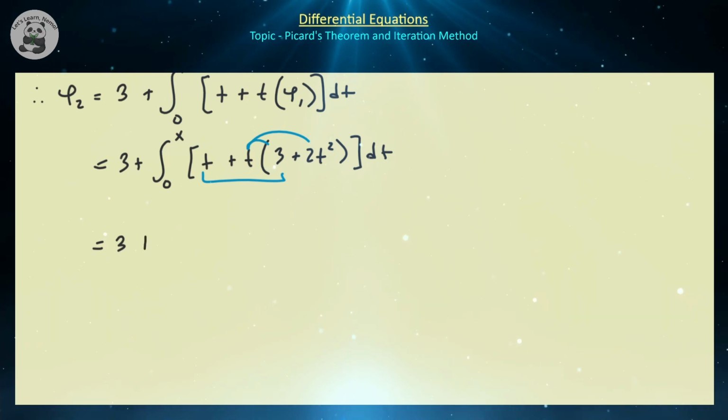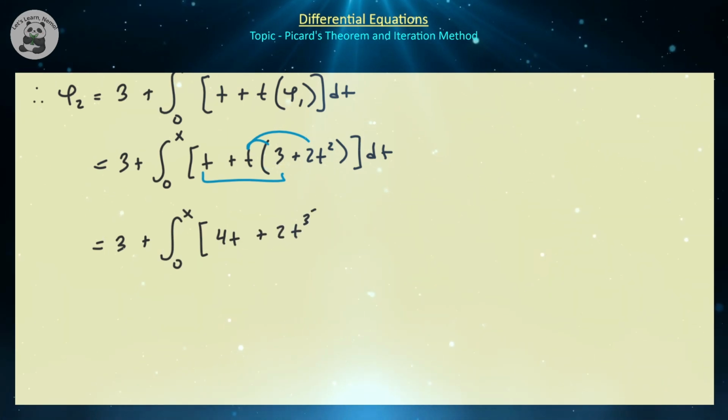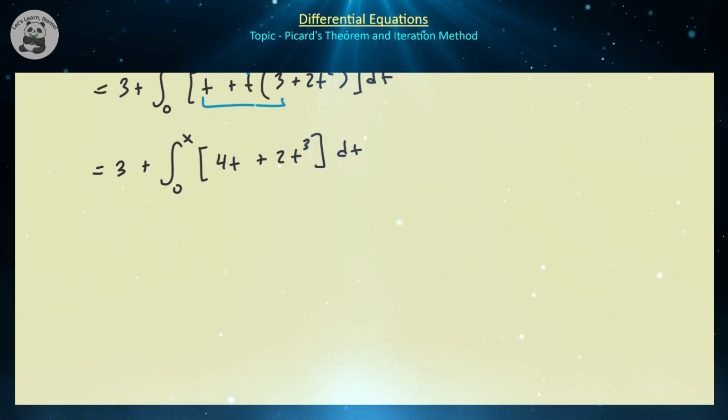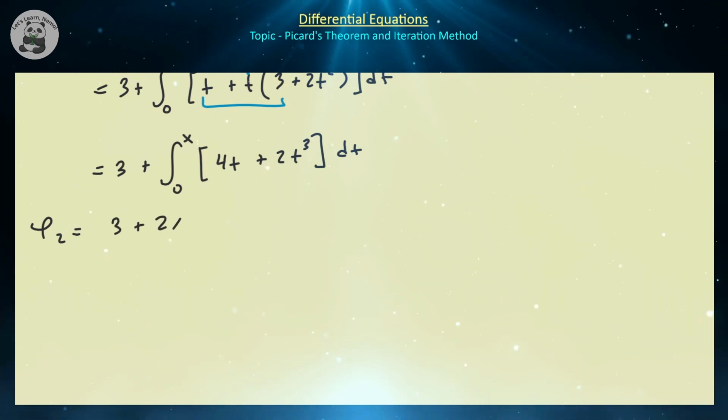So we're going to have 3 plus the integral from 0 to x of 4t. And then over here we're going to have 2t cubed, integrating with respect to t, of course. And then from here we're going to have that phi 2 is equal to 3 plus 2x squared plus 1/2 x to the power of 4.